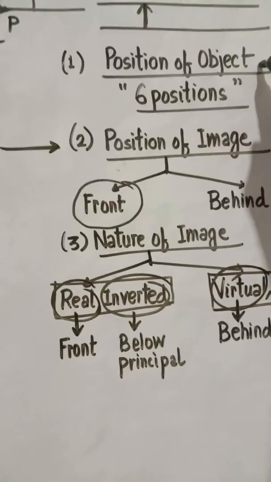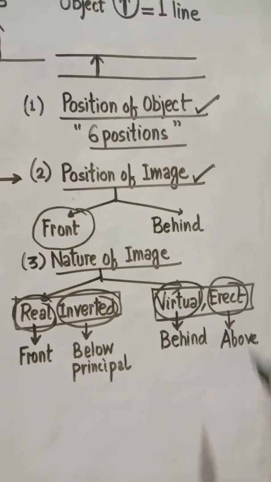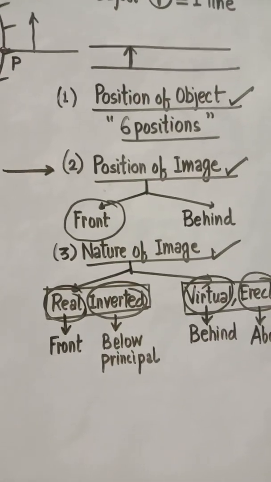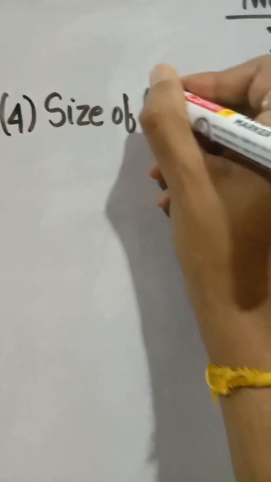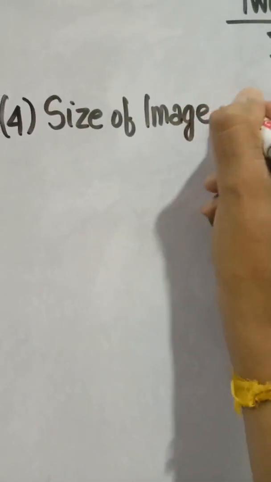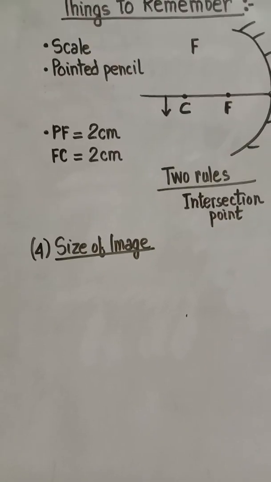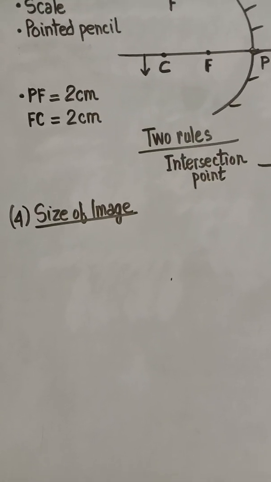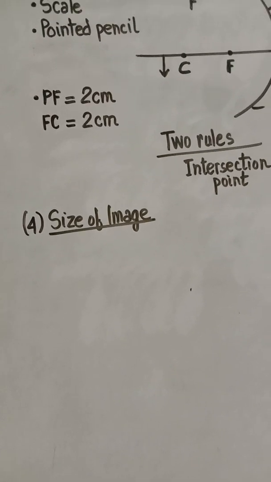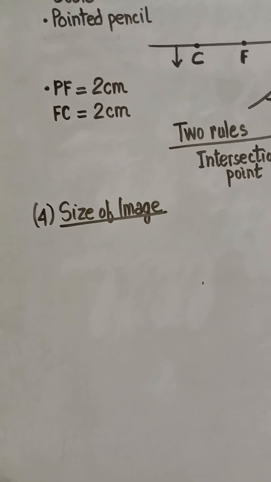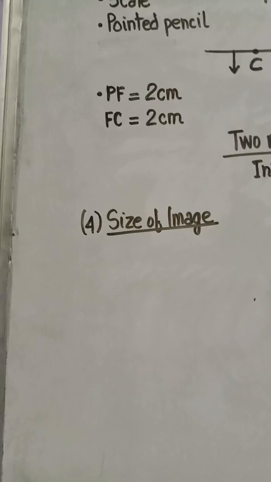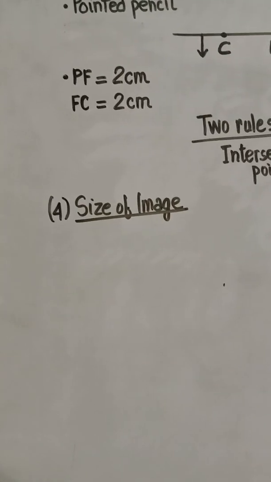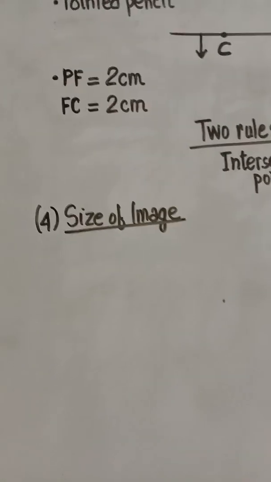So you will first write the position of the object, then the position of the image, then the nature of the image. Finally, the last thing you have to remember is the size of the image. The size of the image you have to determine from the size of the object. I have already told you that you have taken the size of the object as one line. So whether your image size is greater than, equal to, or less than that, you have to determine on that basis.